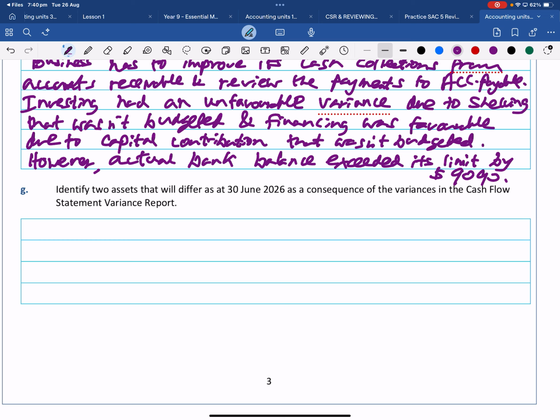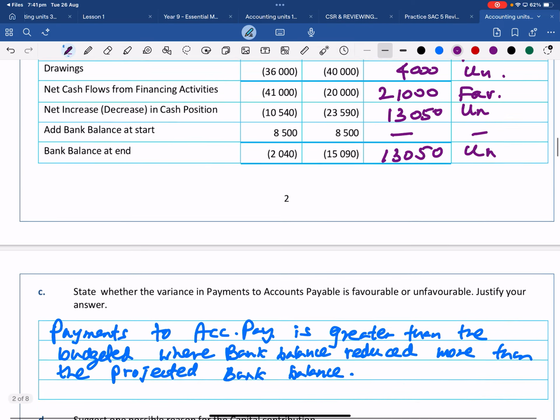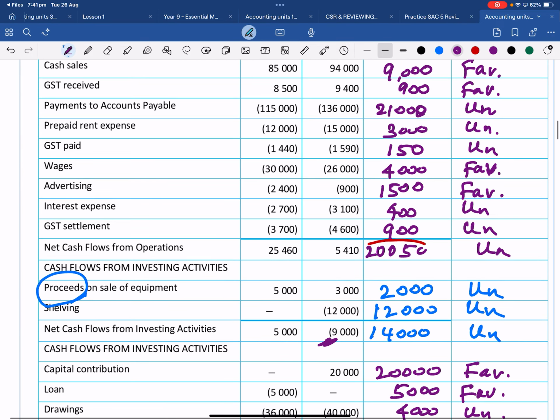The sale of an asset. Yes, that won't be there. But that was anyway sold, so finally it will impact the bank balance. What you are saying is we sold office equipment, right? Office equipment we sold for 3,000, but we budgeted 5,000, correct? Yes. So we had budgeted for 5,000, but we sold it for 3,000.